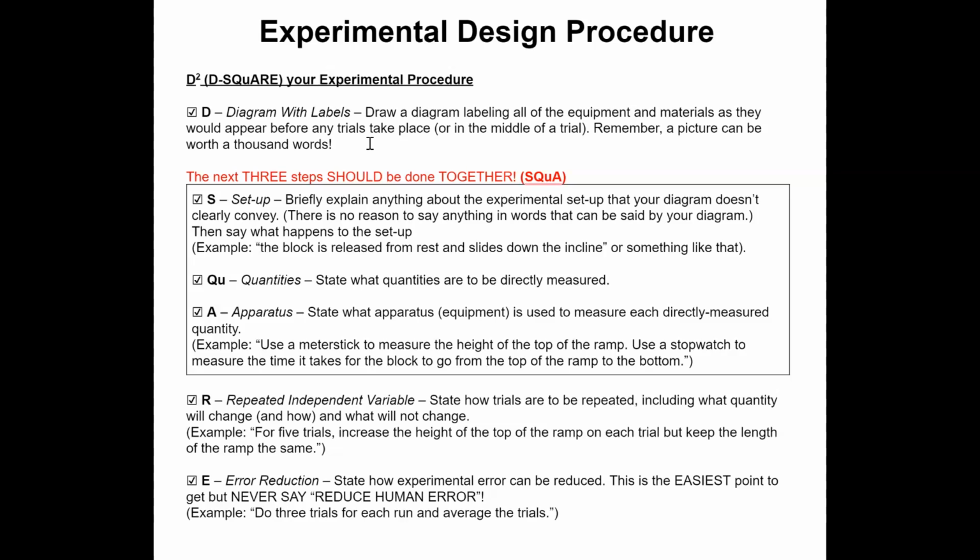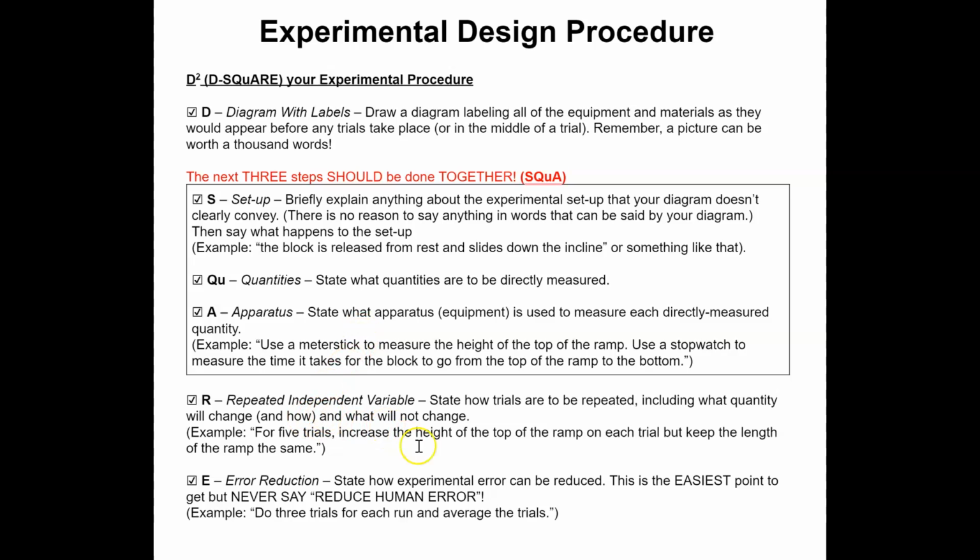And then finally, after they say, I'm going to measure the time that it takes for the object to move down the incline, I'm going to use a stopwatch, and then I'm going to measure the distance that the block travels down the incline using a meter stick. They can put those things first. So here it might say I'm going to use a meter stick to measure the height of the top of the ramp. Use a stopwatch to measure the time it takes for the block to go from the top down to the bottom. So it's really super important that they do those things.